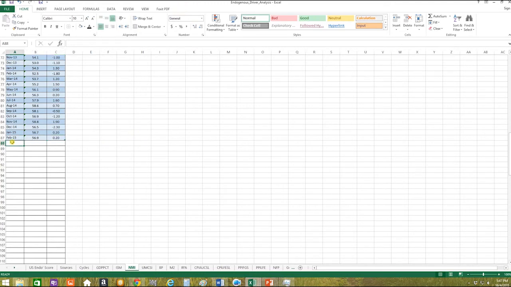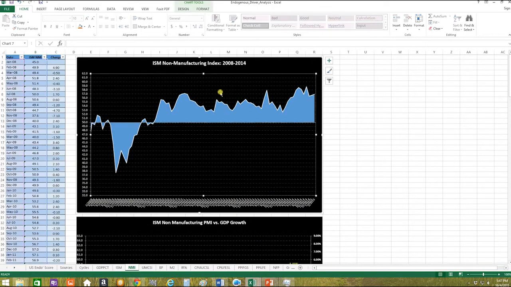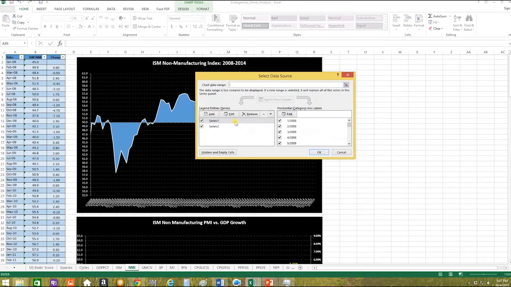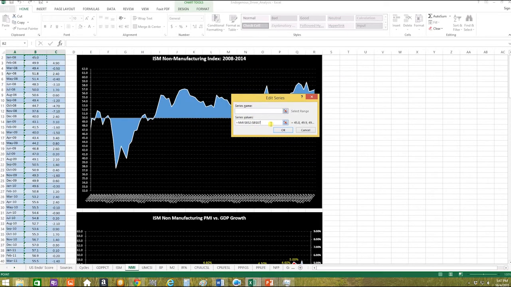Now, if you want to continue adding data into the ISM and the non-manufacturing spreadsheet, all you have to do is just add the next line, and you change the dates and data on the charts by going to select data, and series 1 is in this instance the NMI, and you literally just change the data to 88.